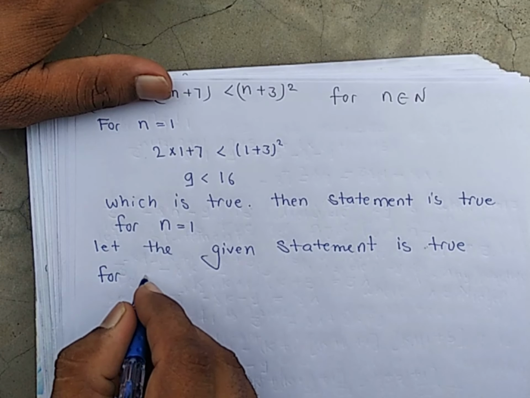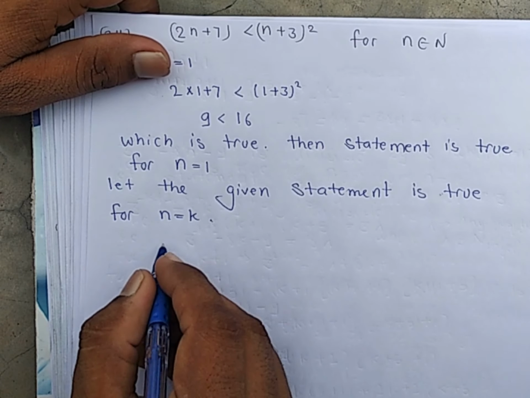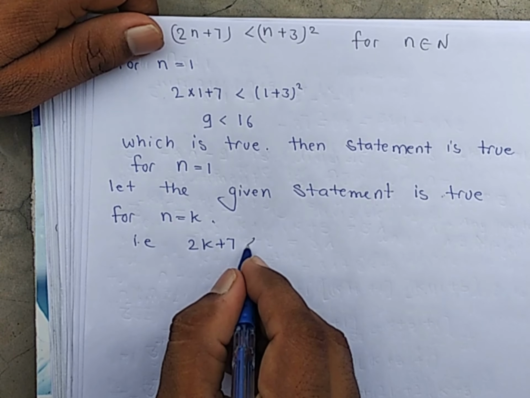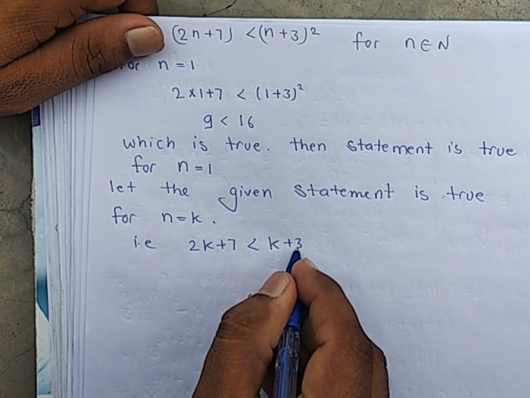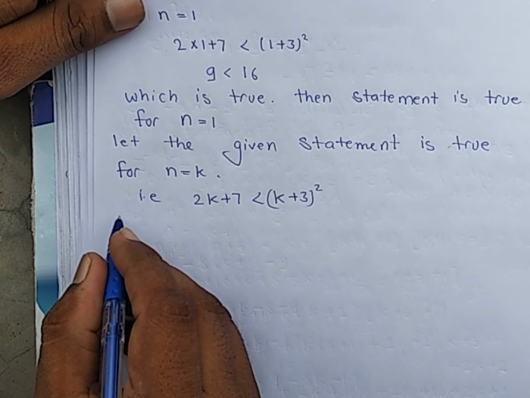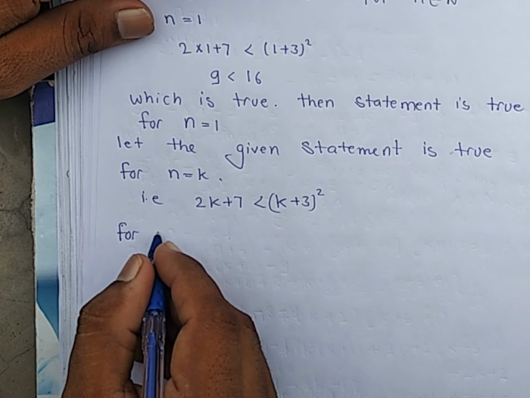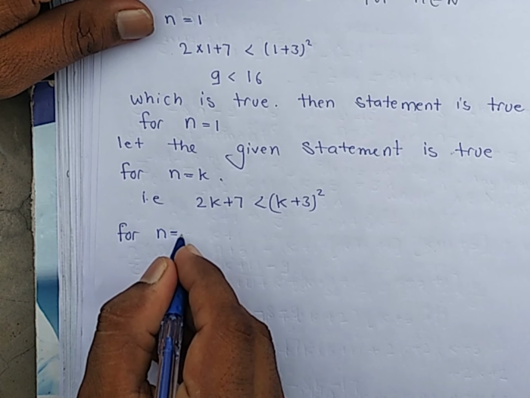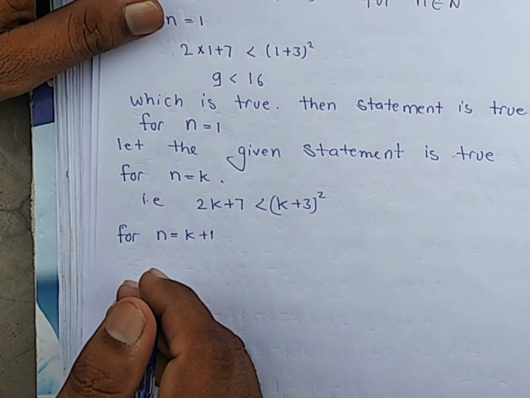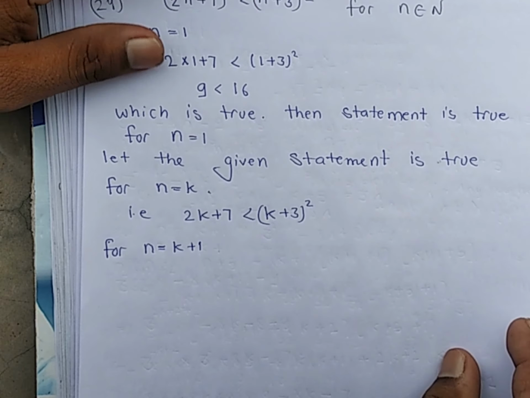For n equal k, it means that 2k plus 7 is greater than or equal to k plus 3 to the power 2. Now for n equal k plus 1, we have to show that this statement is also true for n equal k plus 1 using this term.